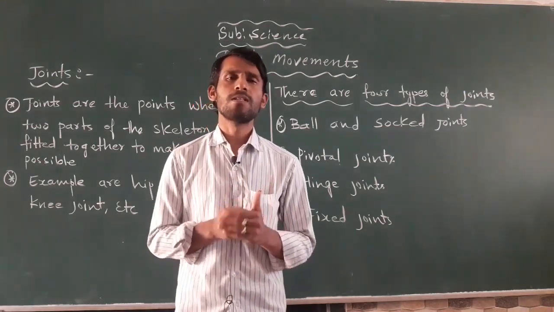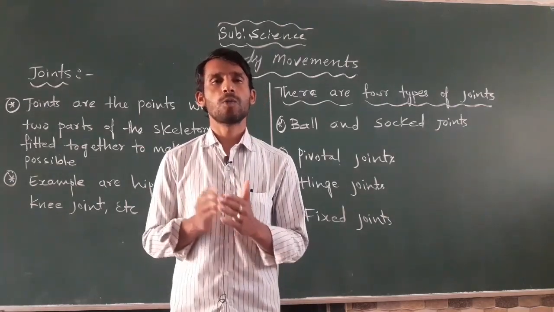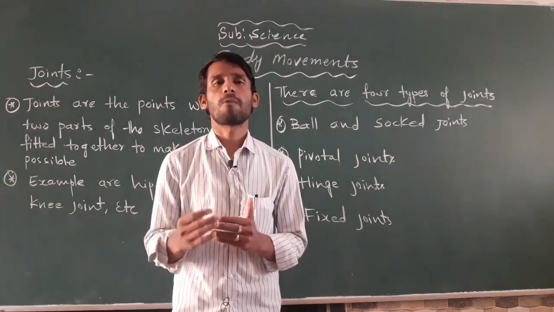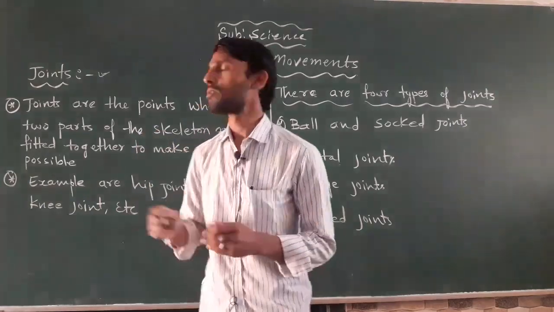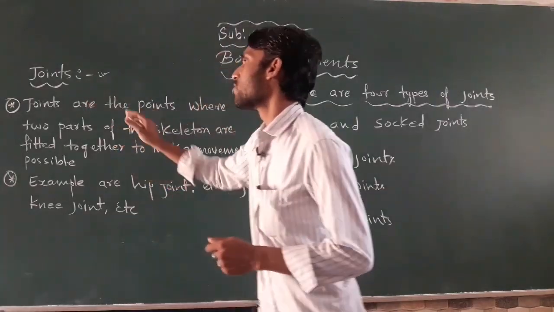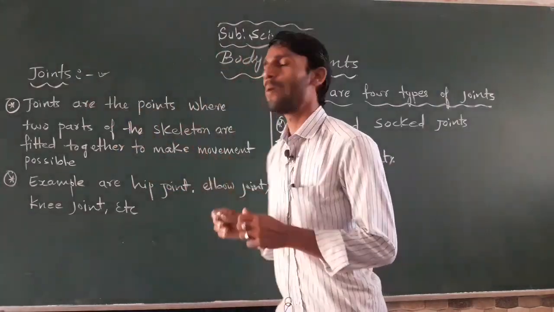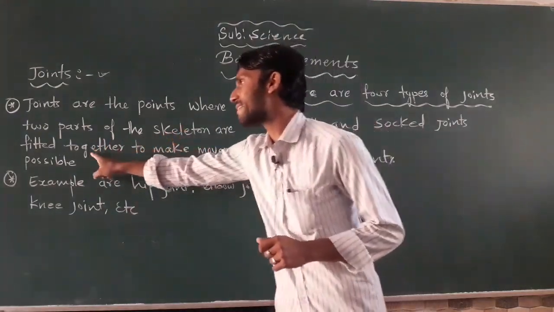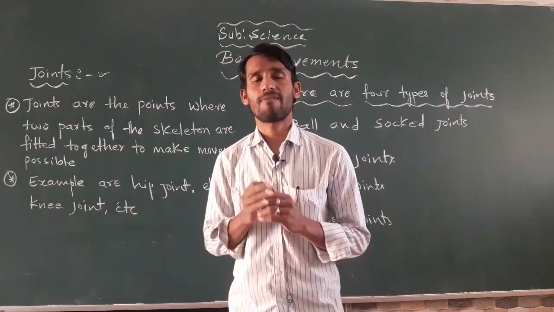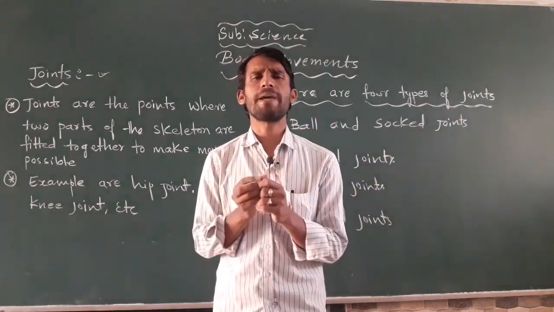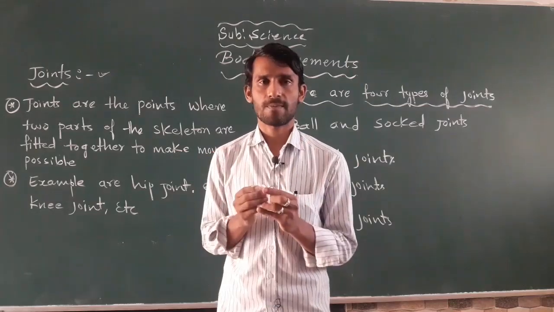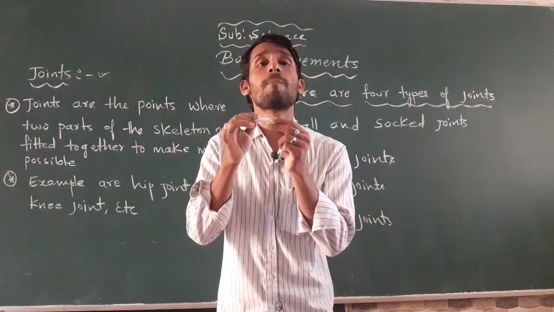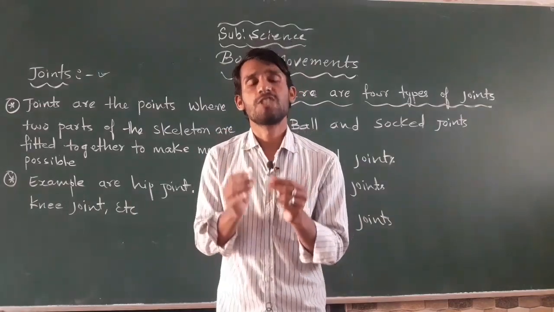Dear students, as you know, joints are very important to rotate our body, to bend our body, and to move from one place to another. Now see here, joints are the points where two parts of the skeleton are fitted together to make movement possible. Joints mean where two parts are joined together to make a movement possible. That part we will call joints.